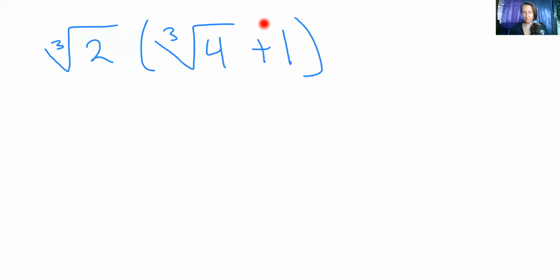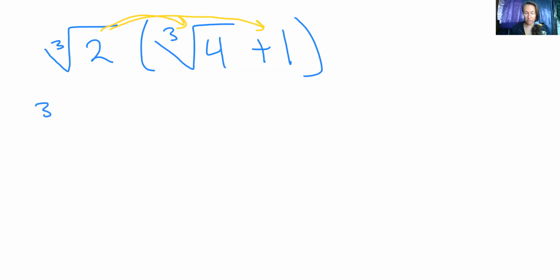Okay. You might say, oh, but 4 is a square. That doesn't matter because we need 3 identical factors in order to take a cube root, and 4 is just 2 times 2, okay? But once we multiply out, we're going to multiply this cube root of 2 times the cube root of 4, and we're going to multiply this cube root of 2 times the 1.